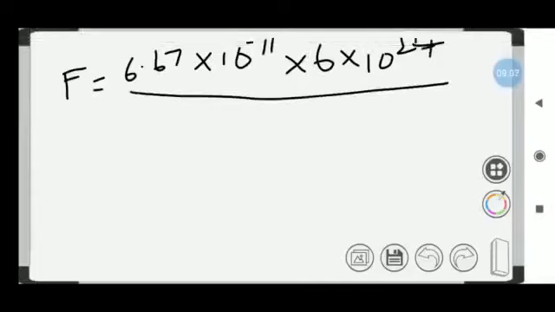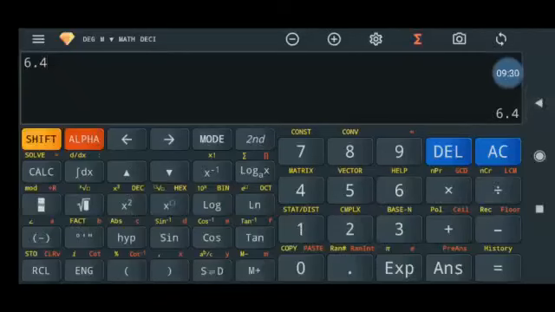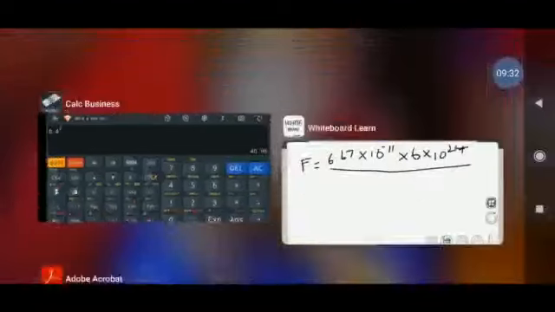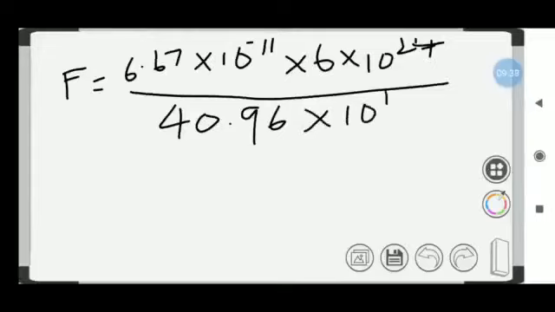So if I reduce, what is that value we got in the previous one? 40.96, no. Okay, so just check it. Wait a minute, I will check that. Actually 6.4 square is 40.96, yes. Okay, so 40.96 into 10 to the power 12.